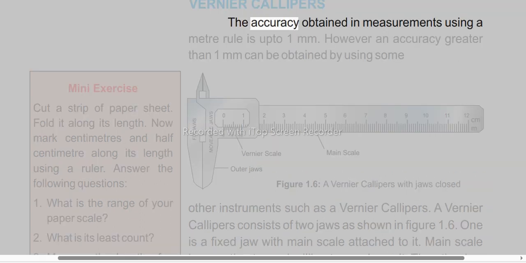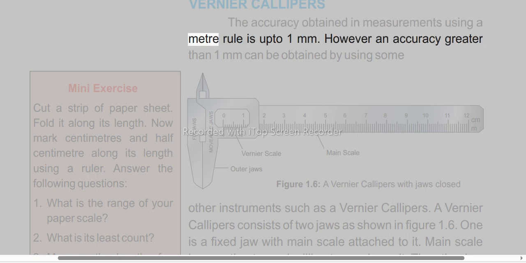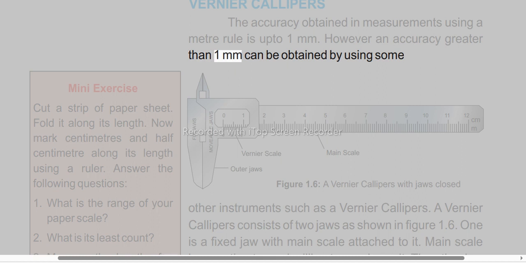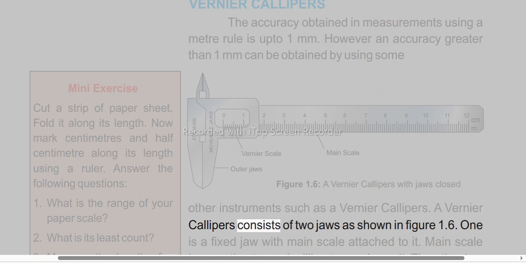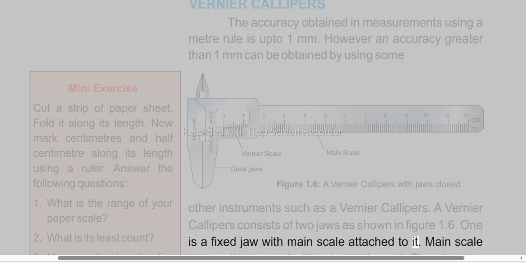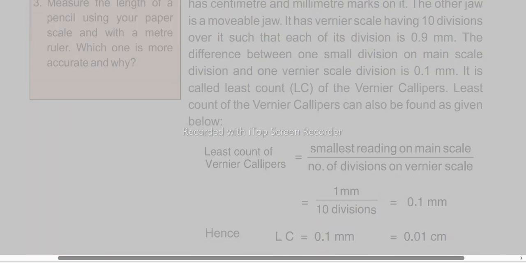Vernier calipers. The accuracy obtained in measurements using a meter rule is up to 1 mm. However, an accuracy greater than 1 mm can be obtained by using some other instruments such as a vernier calipers. A vernier calipers consists of two jaws as shown in figure 1.6. One is a fixed jaw with main scale attached to it. Main scale has centimeter and millimeter marks on it. The other jaw is a movable jaw.